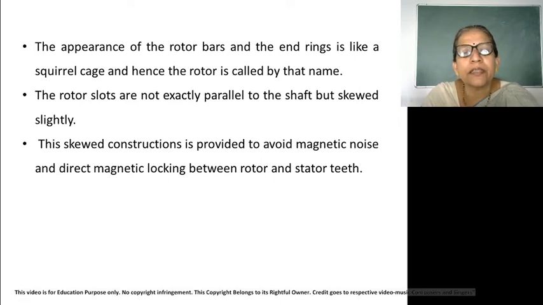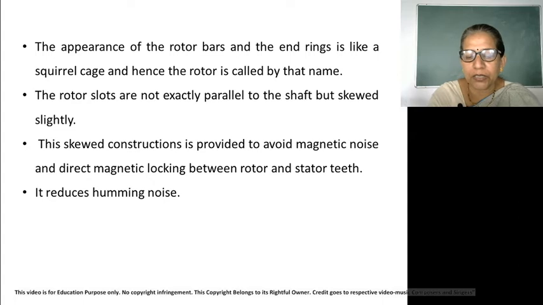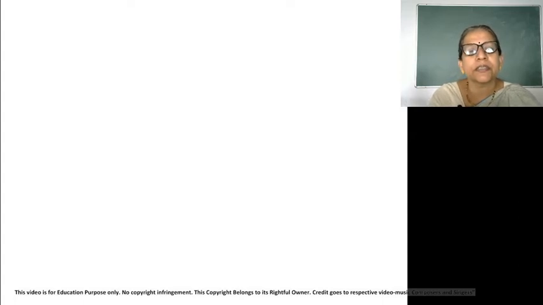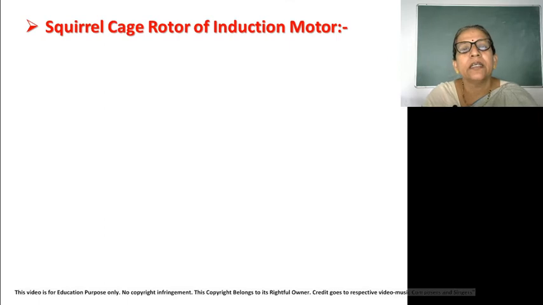What is the purpose behind this? The skewed construction is provided to avoid magnetic noise and to avoid magnetic locking between the rotor and stator teeth. The rotor also produces flux once it carries current, and the stator has already produced flux. So if opposite poles of the stator and rotor come one below the other, there is a possibility of magnetic locking and it will produce a humming noise. So to avoid this humming noise, the rotor has a slightly skewed construction.